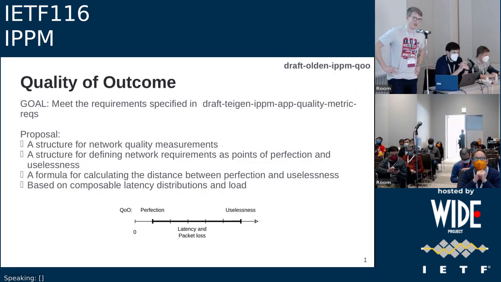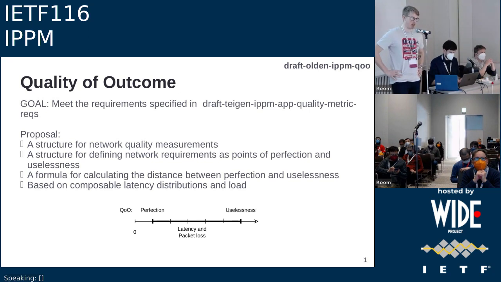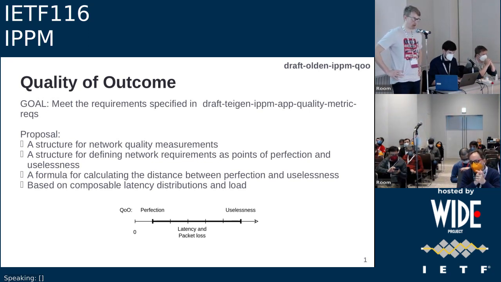So this other draft is our initial attempt at providing a framework that meets all those requirements at the same time. This proposal is a structure for network quality measurements and a structure for defining network requirements. And the main idea is this.